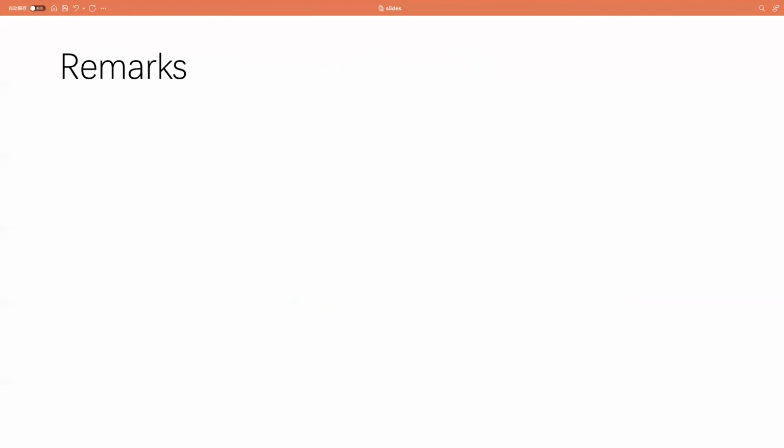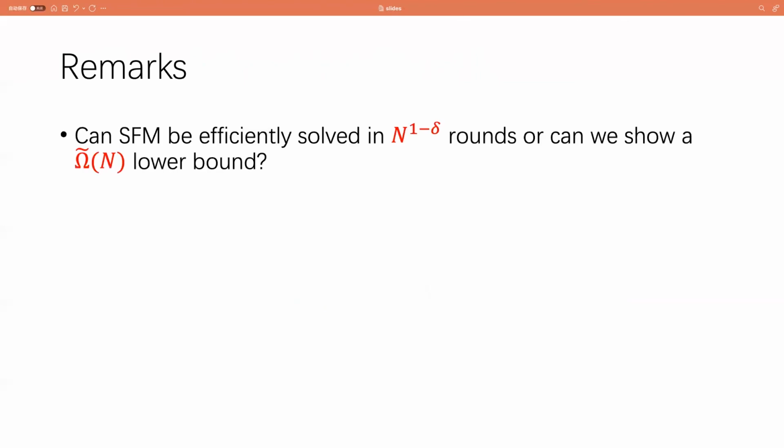And here are some open problems. First, since all the current algorithms need order n rounds, is it true that the lower bound of the round complexity of SFM is really Ω(n)? Or is there a polynomial algorithm that uses only n^{1-δ} rounds?